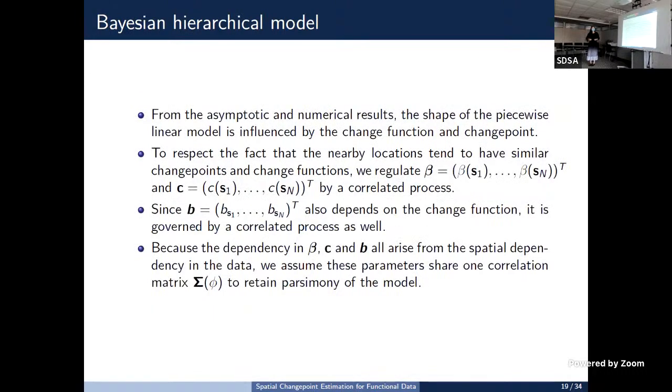Because the shape of the piecewise linear model is influenced by the change function and also the change point, to respect this fact, we will regulate beta, which is the slope of the piecewise linear model, and C, which is the change point, where the two pieces meet in the piecewise linear model, by a correlated process. B is the parameter in the variance part, and it is also related to the change function. So we also use a correlated process to model this one. Because the dependency in these three parameters all arise from the spatial dependency, we will assume they share one common correlation matrix.